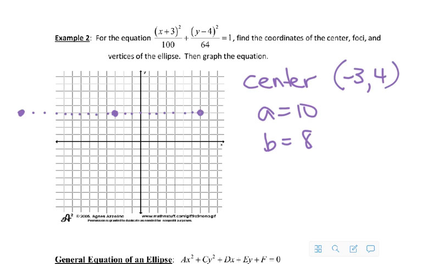b is going to be 8 because it's the square root of 64. So I'm going to put a tick or a vertex 8 units above the center. 1, 2, 3, 4, 5, 6, 7, 8. And 1, 2, 3, 4, 5, 6, 7, 8.